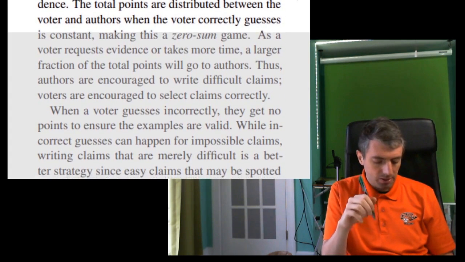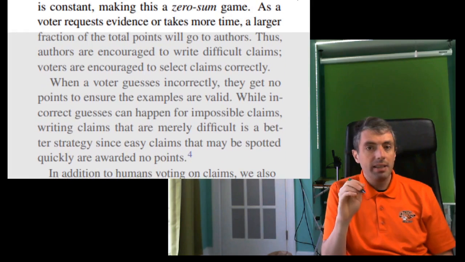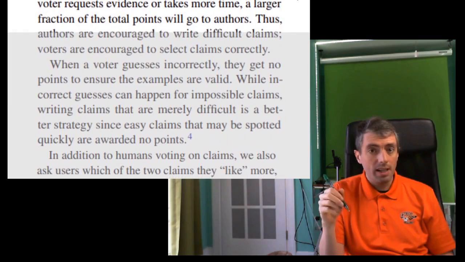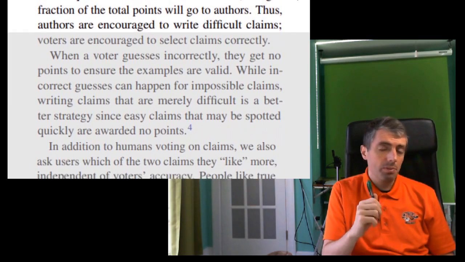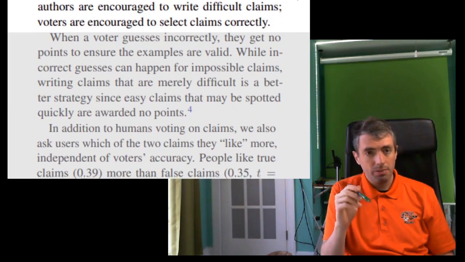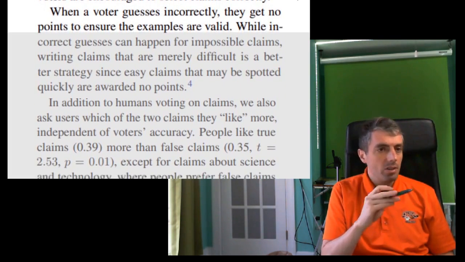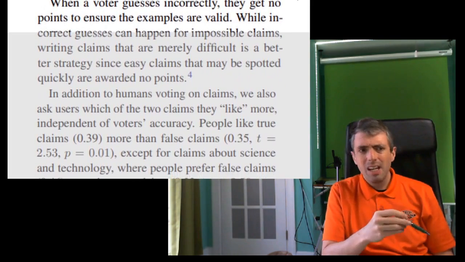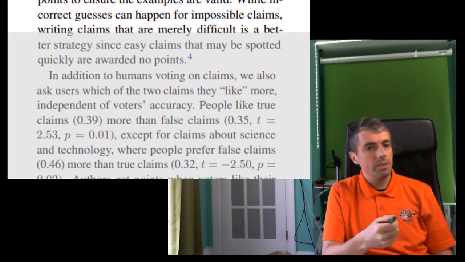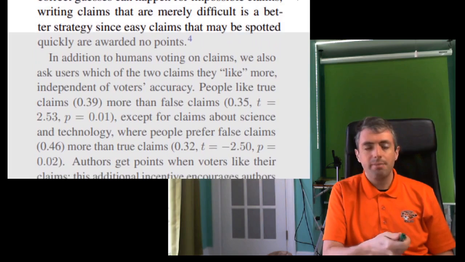The total points are distributed between the voter and the authors when the voter correctly guesses, making this a zero-sum game. As a voter requests more evidence or takes more time, a larger fraction of the total points will go to the authors. Thus, authors are encouraged to write claims that are difficult. Voters are encouraged to select claims correctly. When a voter guesses incorrectly, they get no points to ensure the examples are valid. While incorrect guesses can happen for impossible claims, writing claims that are merely difficult is a better strategy, since easy claims that may be spotted quickly are awarded no points.